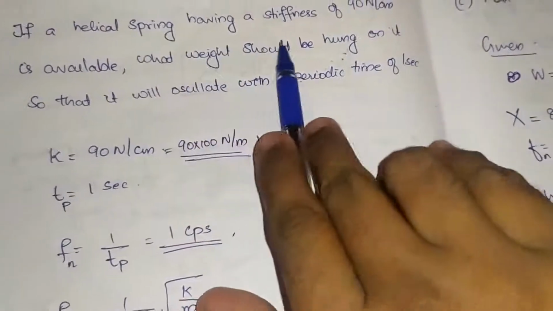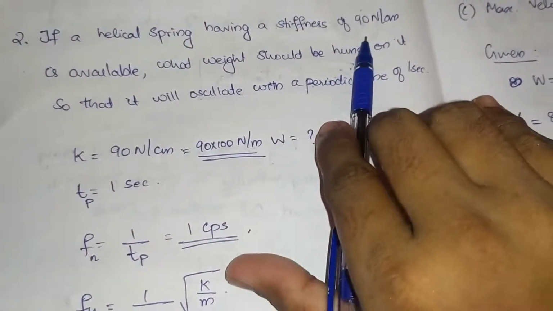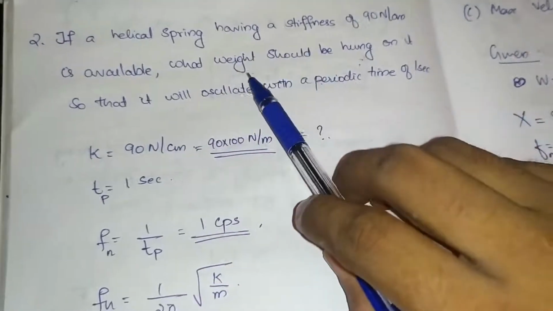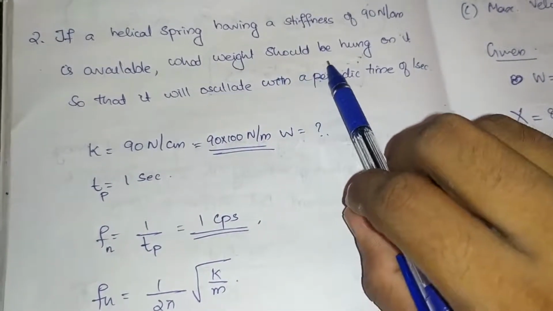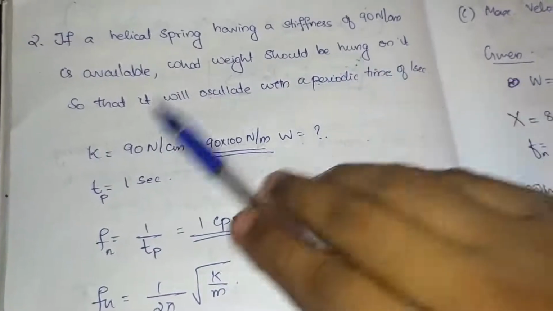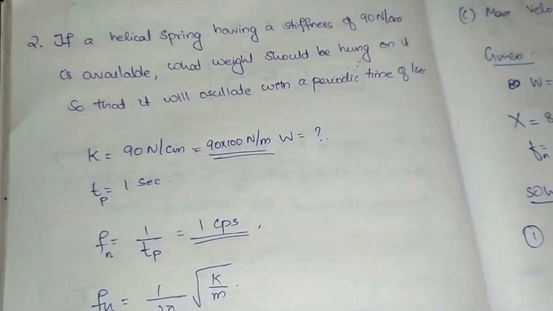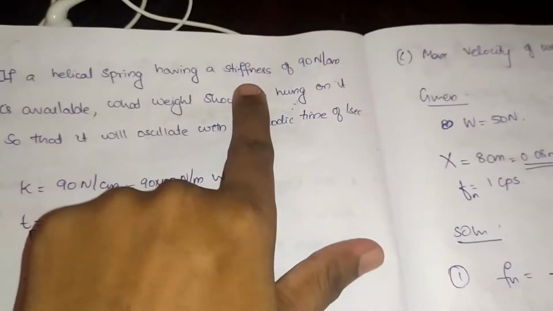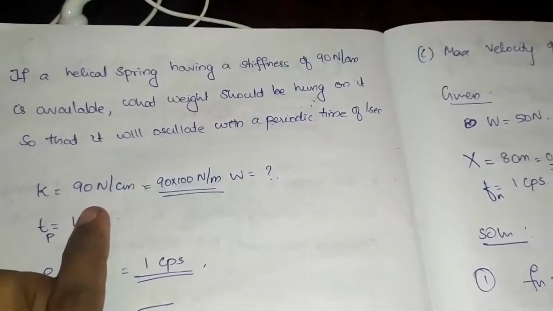Okay, now we'll do the next problem. If a helical spring having a stiffness of 90 Newton per centimeter is available, what weight should be hung on it so that it will oscillate with a periodic time of 1 second? So they have given the stiffness value, that is K.